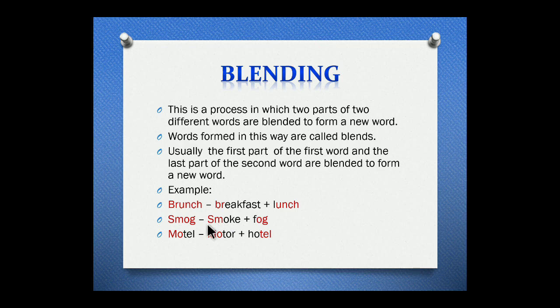Next is smog. Now smog is a blended word of smoke and fog. Smoke is the first word, so I'm taking SM from here, and the second word is fog, so I'm taking the last part of this. So SM and OG becomes smog. So smog means smoke plus fog. Next is motel. Now what does motel stand for? Motor plus hotel. So I'm taking MO from here and TEL, and I'm blending it together and making it motel. So motel stands for motor and hotel. So these are what you call blends.